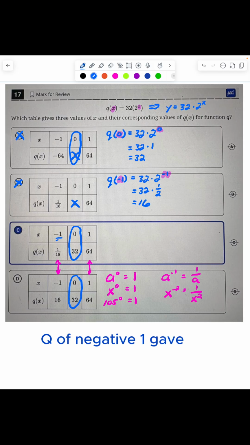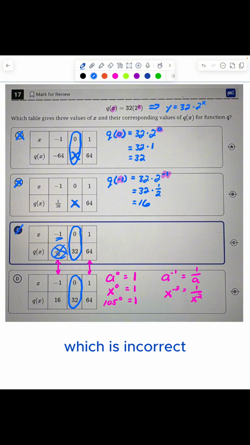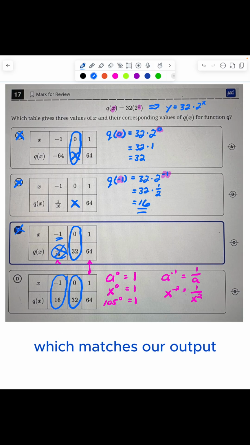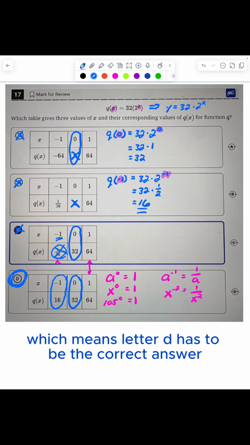So in letter C, q of -1 gave an output of 1/16, which is incorrect. In letter D, -1 gave an output of 16, which matches our output, which means letter D has to be the correct answer.